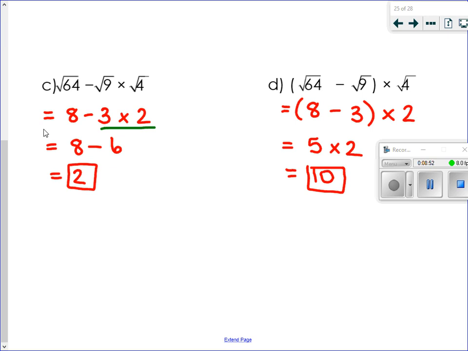Okay, so when you have two operations, when you're asked to evaluate square roots, nothing is different. You just have to remember to apply the order of operations. You do brackets first, then exponents if there were any, but there aren't in these questions. Then you do any multiplying and dividing in the order you come to them, working left to right. Then lastly, you do any addition and subtraction in the order you come to them, left to right.